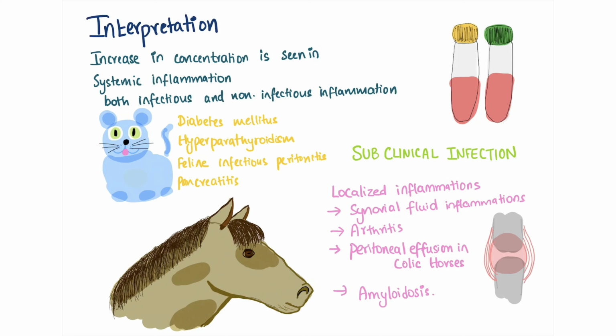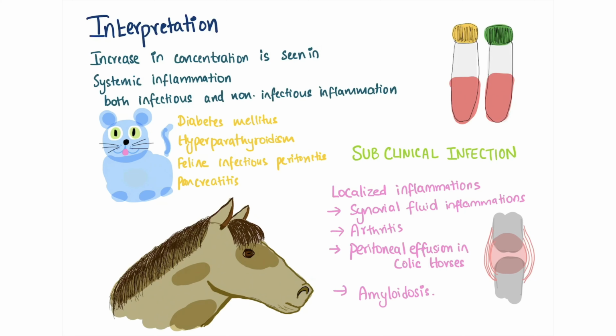In cats, high levels of serum amyloid A have been recorded in diabetes mellitus, hyperparathyroidism, feline infectious peritonitis and pancreatitis. And in horses, it is used to detect inflammation related to joints such as arthritis. The highest concentration of serum amyloid A is noticed in synovial fluids and peritoneal effusion secondary to colic in horses. And serum amyloid A is a good test to diagnose and rule out subclinical infections.